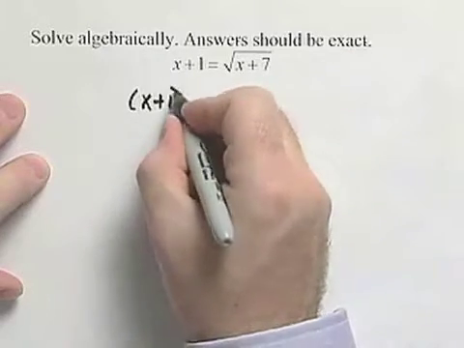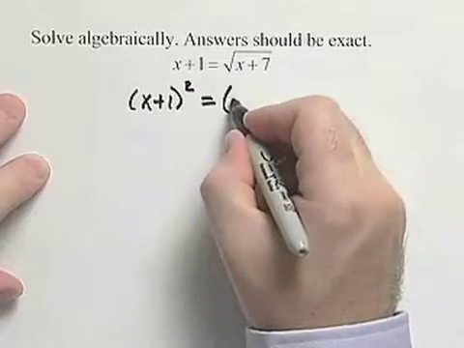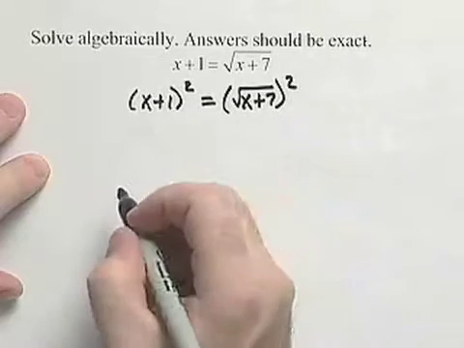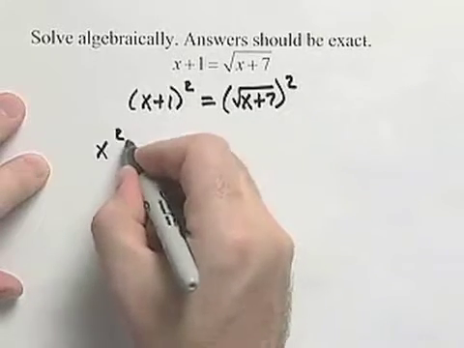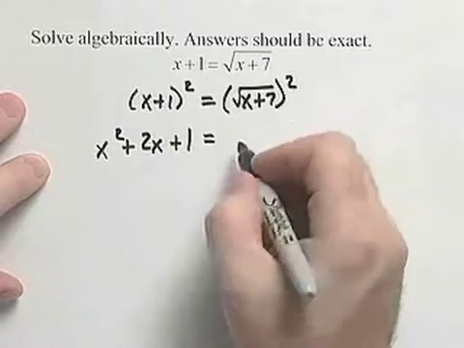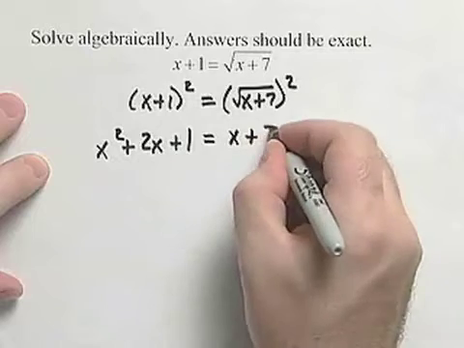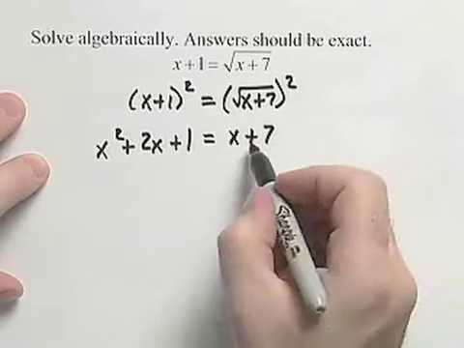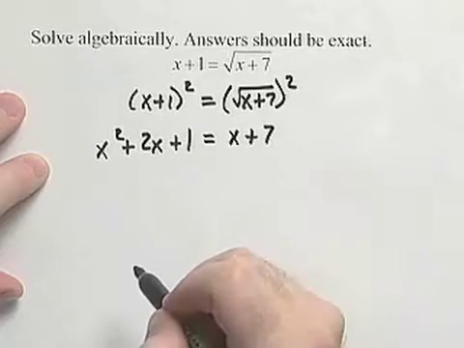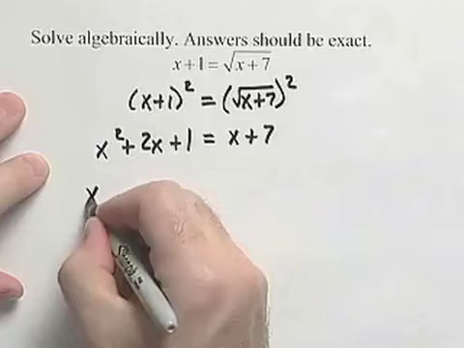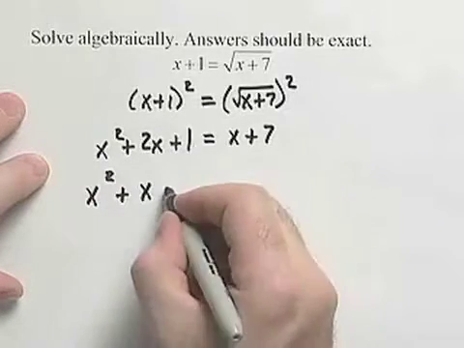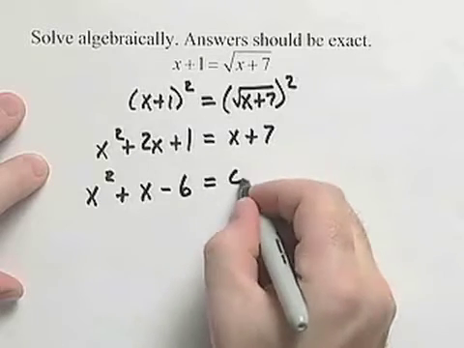So we'll write (x + 1) squared equals the square root of x + 7, squared. Squaring out x + 1, we get x squared + 2x + 1. And the square root and the square will cancel each other, and we'll be left with x + 7 on this side. We want to get everything on one side, the other side equal to 0, so we're going to subtract x and subtract 7 from both sides. When I do that, we get x squared, 2x minus x gives me plus x, and 1 minus 7 gives me minus 6. That equals 0.